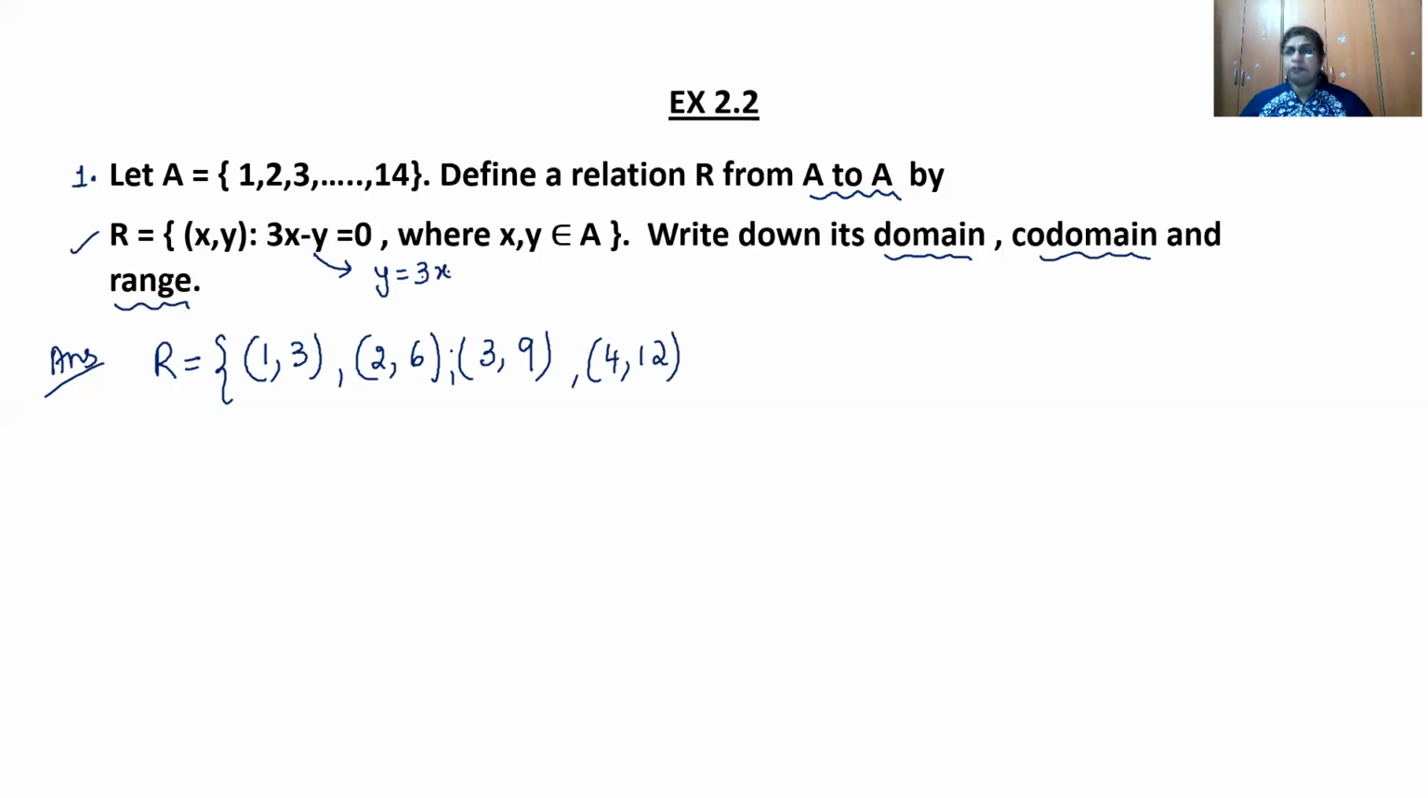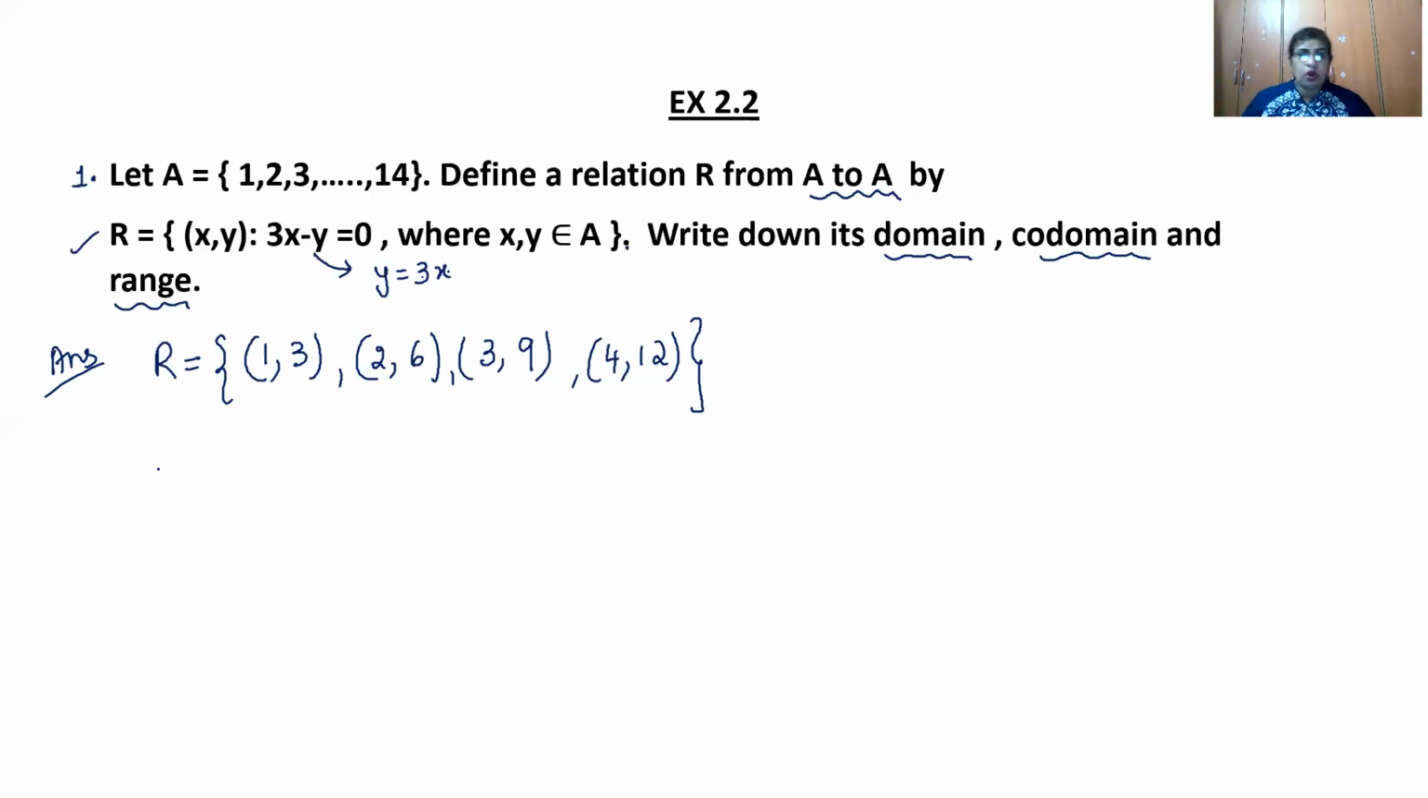Now, suppose you give 5. What is the value you're getting for y? 15. Is 15 present in A? No, isn't it? So I can't include x is equal to 5. So these are the only ordered pairs present for the given condition. Now, one part of the answer is done.